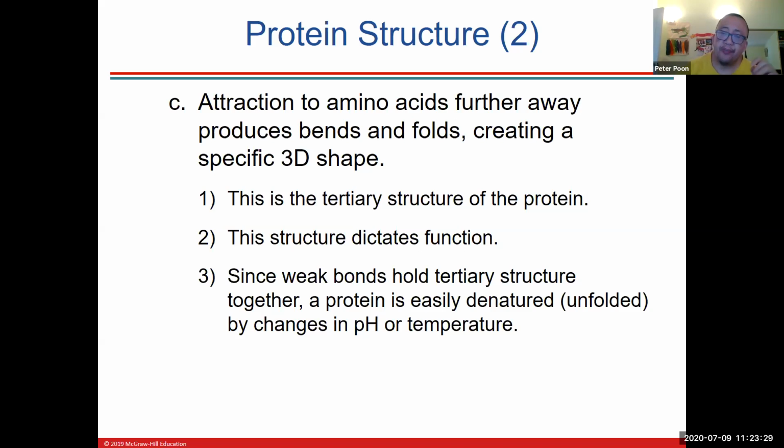Since weak bonds hold the tertiary structure together, a protein is easily denatured by changes in pH and temperature. This is important. Remember, our blood has a very tight pH of 7.35 to 7.45. The reason why that's necessary is because if the pH is too far out of whack, the proteins no longer work. And the same thing for temperature, which is why we have to hold to a very controlled temperature of 37 degrees.